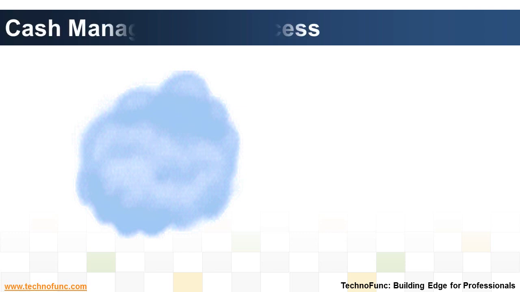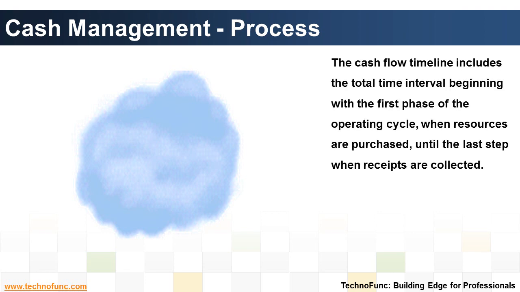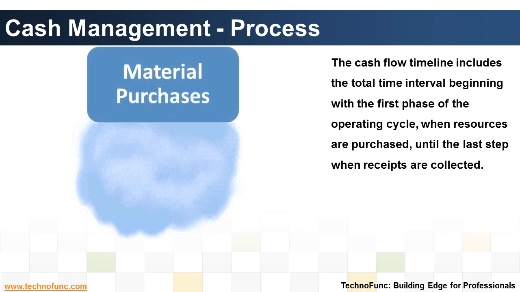The cash flow timeline includes the total time interval beginning with the first phase of the operating cycle when resources are purchased until the last step when receipts are collected. It consists of 4 basic steps. Material purchases. Acquisition of raw materials or merchandise for resale includes negotiation of the method of payment, credit terms, and trade and payment discounts.